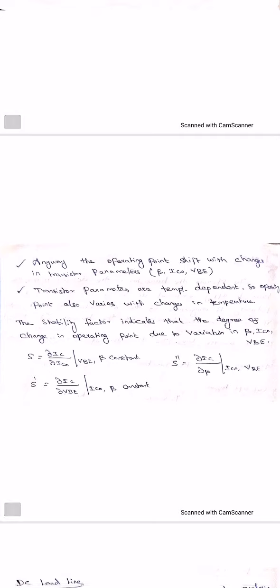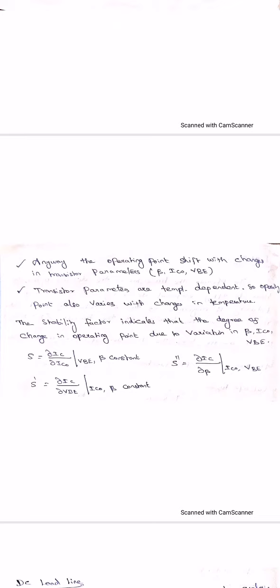Third point is transistor parameters are also temperature dependent. So the operating point also varies with change in temperature. If temperature changes, automatically the transistor parameters are going to change. If transistor parameters change, it automatically shifts the operating point to any other region. So from that point, the stability factor indicates the degree of change in operating point due to variation in transistor parameters, right? So the stability factor is defined as the degree of change in operating point.